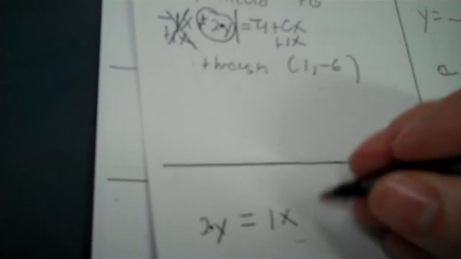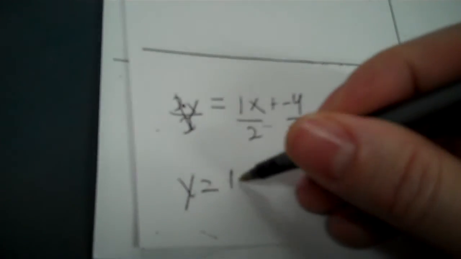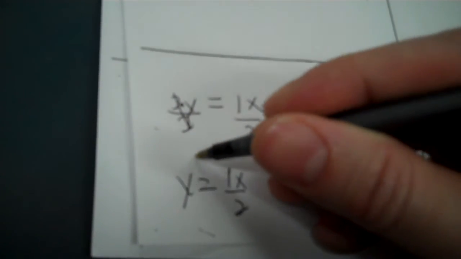On this side we got 2y. That's going to be 1x plus negative 4. Now just divide everything by 2. And 1 divided by 2 is a decimal, so just leave it as 1x over 2. And that's going to be minus 2.